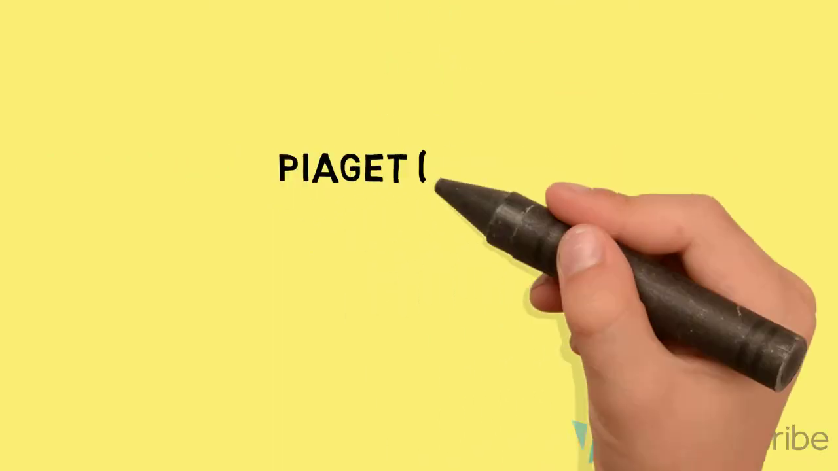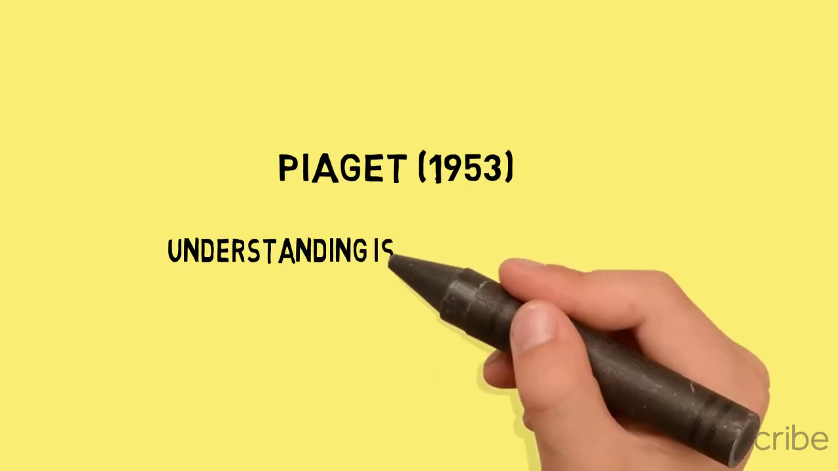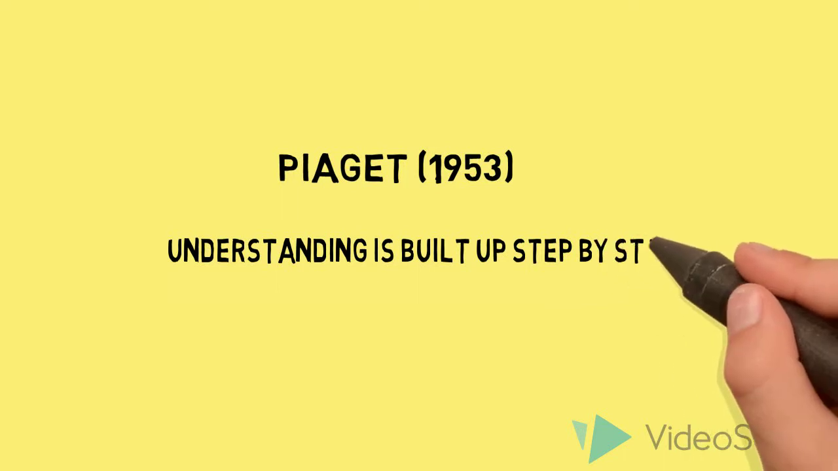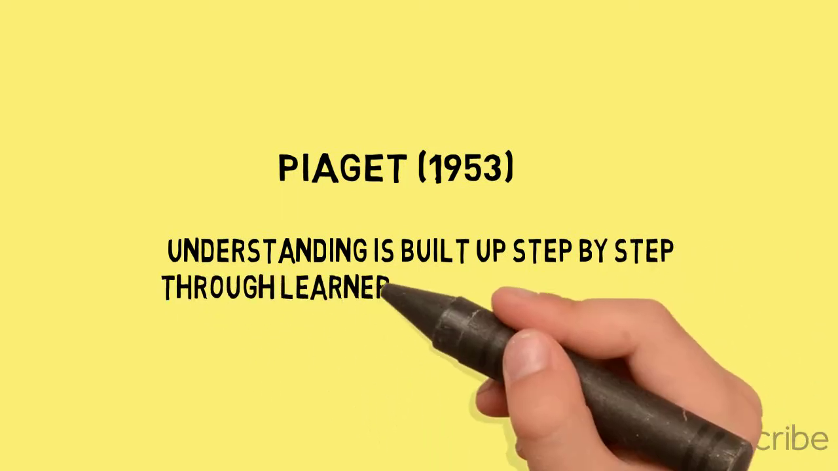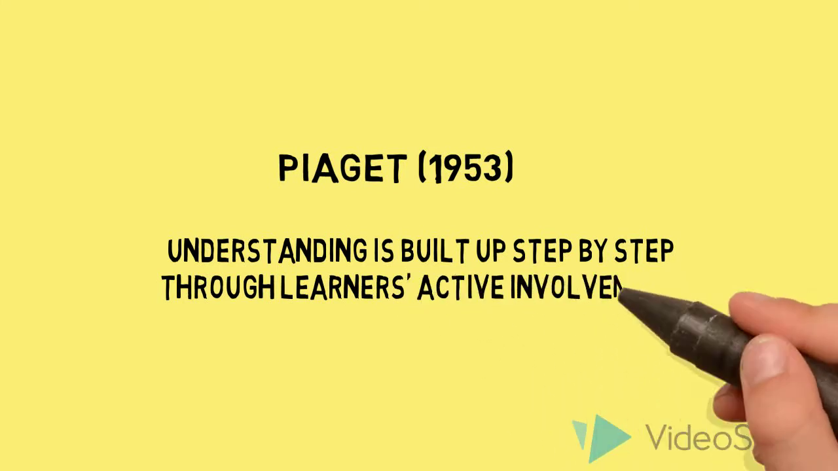This is similar to Piaget, who in 1953 said, "At the heart of every process is discovery, and understanding is built step by learners' active involvement. Therefore, it is important for children to have complete understanding, as this allows them to apply their knowledge and make it relevant in a real-life and worthwhile context."